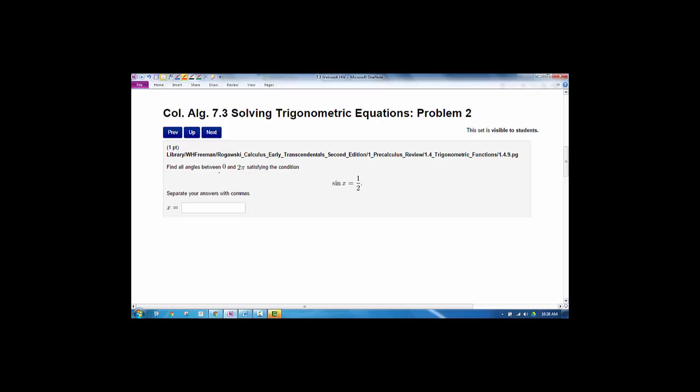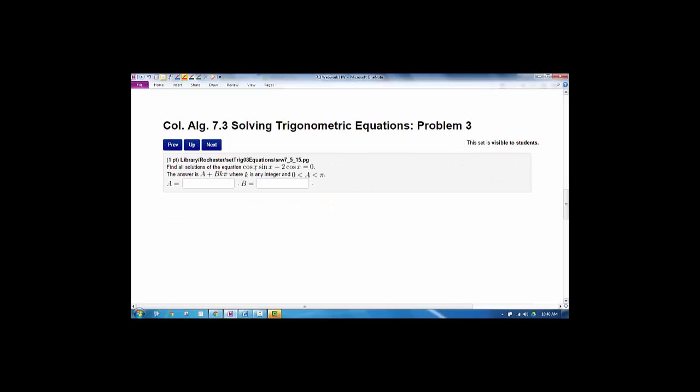Okay, the next problem wants us to find angles between 0 and 2 pi again that solve this equation. So this is an easy one. It's kind of solved for us. We're looking for where the y value is 1/2. The y value is 1/2 here at 30 degrees. This angle would be pi over 6. And then this angle over here, where the sine is 1/2 again, is 5 pi over 6. So those are my two solutions between 0 and 2 pi separated by a comma.